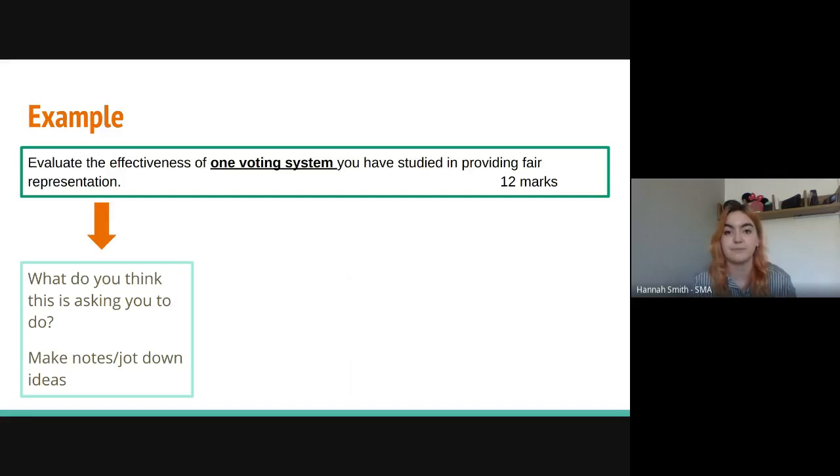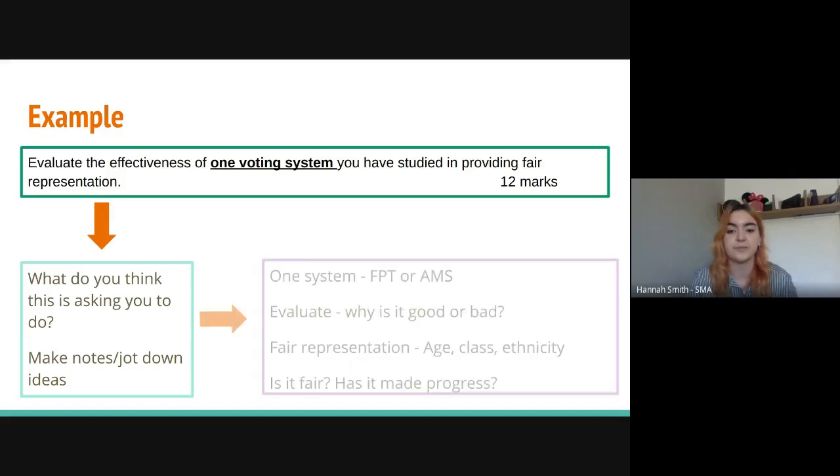Okay, you're back. Congratulations on doing that fabulous work. What it is asking is to pick one system. Oh, would you look at that? I forgot a P. I'll add that on. You either pick first past the post or AMS. We did this last week. You should know it. It is very, very crucial that in Modern Studies you read the question properly.